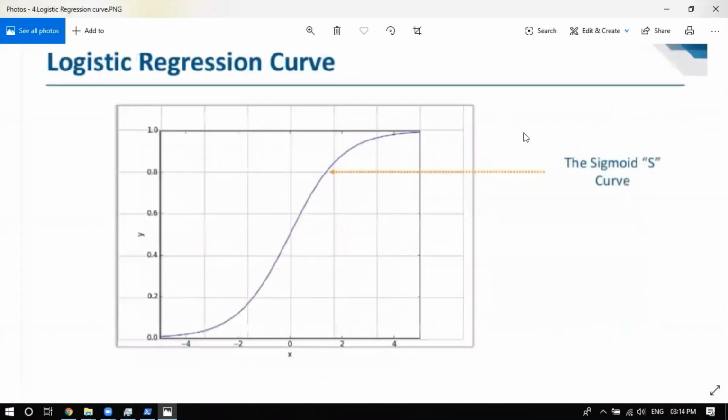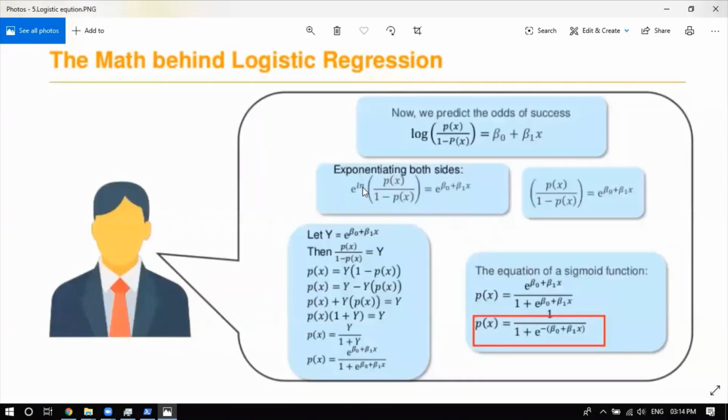So how do we do that? We take the exponential on both sides. So e to the power ln of this particular value is equal to e to the power of this whole value. The e and ln will cancel, as usual. So P of x divided by 1 minus P of x will give you e to the power beta 0 plus beta 1 x. Now let y be equal to this particular value. Then P of x divided by 1 minus P of x is equal to y, because we substituted this term as y. Now we have an answer.